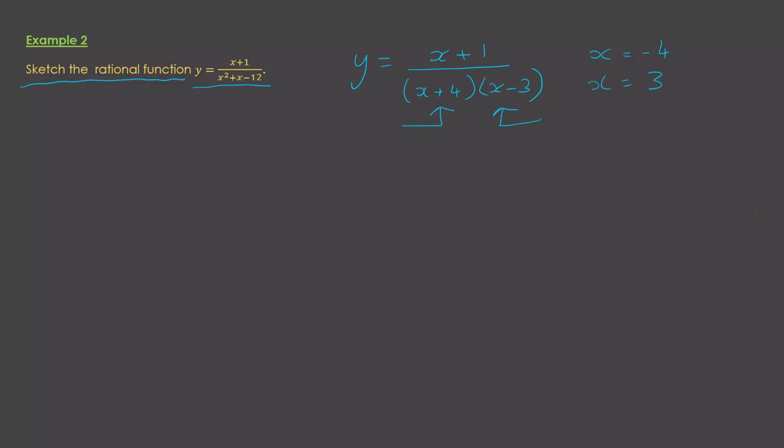So if we now consider the numerator, y would be 0 when x is negative 1, which gives us an x-intercept at (negative 1, 0). If we consider x being equal to 0, we would get 1 divided by negative 12. So that gives us a y-intercept at (0, negative 1/12).